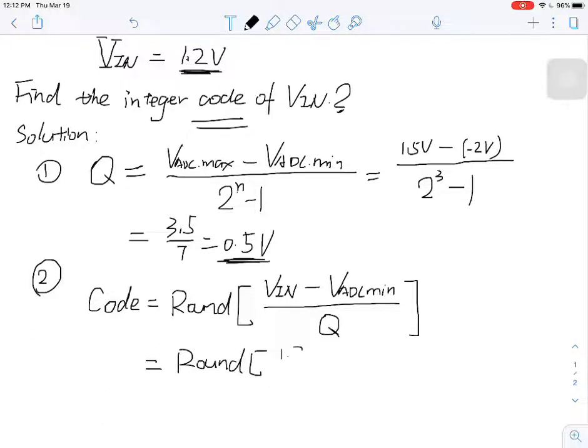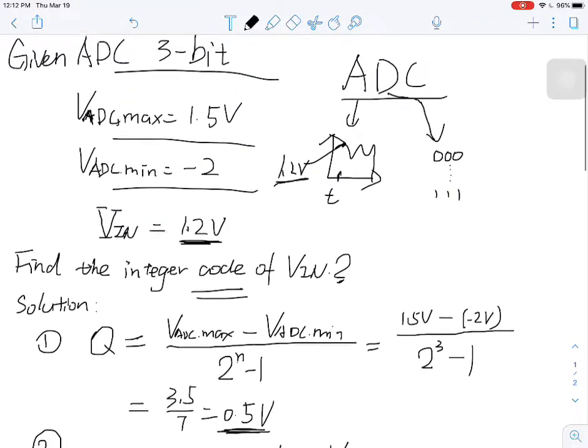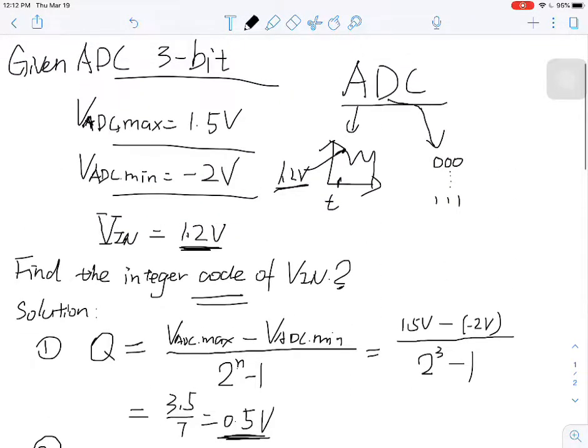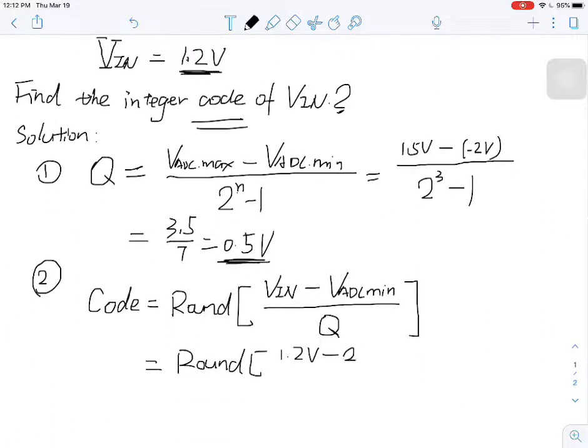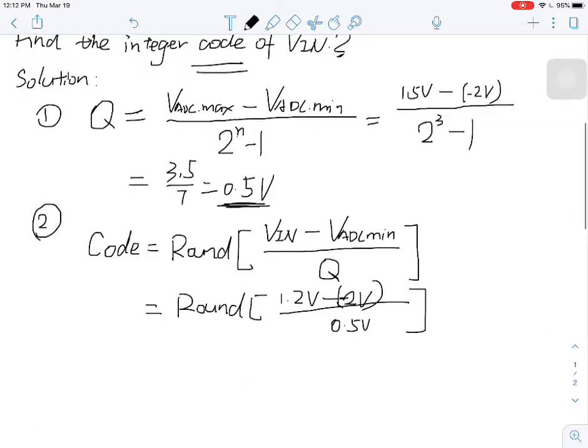Plug in numbers, you get 1.2, that's the input voltage, minus the minimum voltage, which is negative 2 volt. So make sure you have a negative sign there. Divided by Q, which is 0.5 volt. And if you do the calculation right, you will end up with an integer number 6.